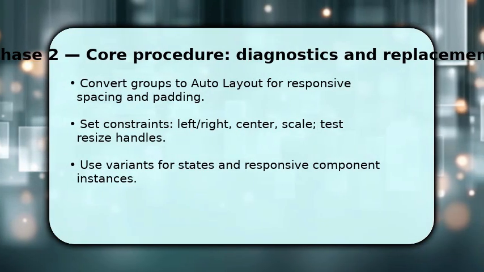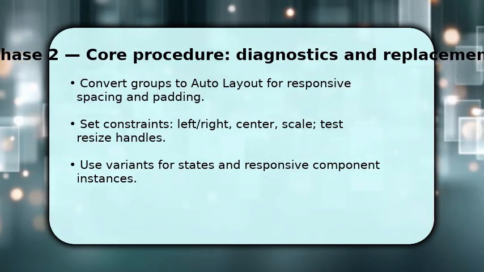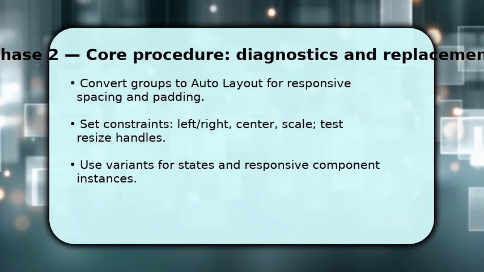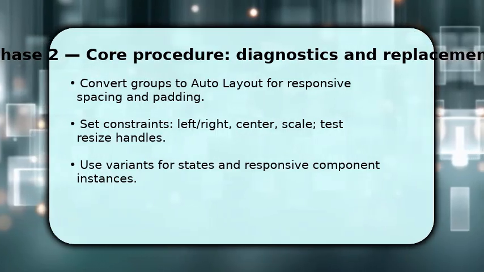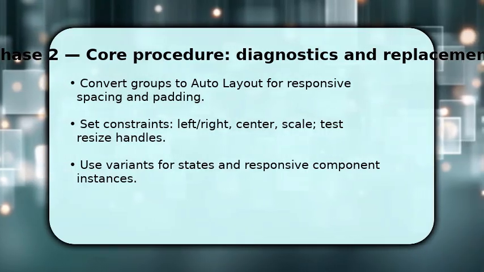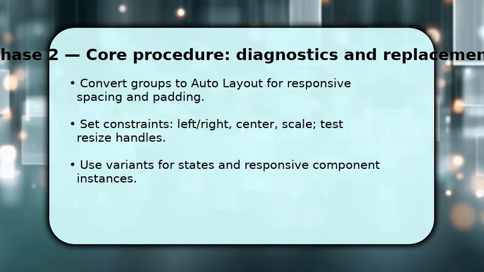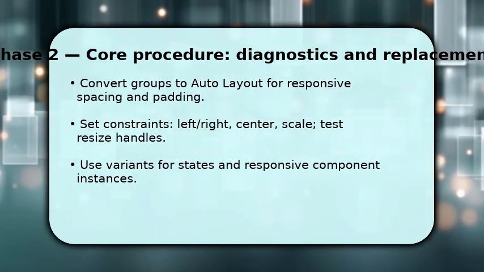Now you convert groups into auto layout frames so spacing, padding, and distribution adapt automatically when the frame changes width. Once done, configure constraints on child elements, left, right, center, or scale, depending on how they should move or stretch. Use vertical and horizontal auto layout nesting for header, content, and footer.